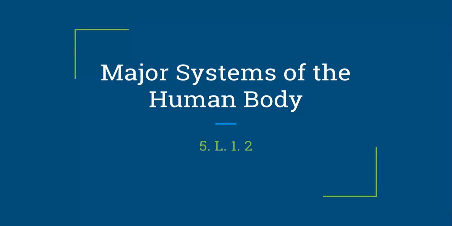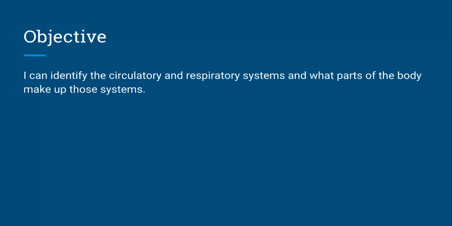Okay, we are going to start learning about the major systems of the human body. Throughout this whole week, you are going to watch different videos learning about the different systems in our body. Today, we're just going to focus on two of those systems. We are going to focus on the circulatory and respiratory systems.